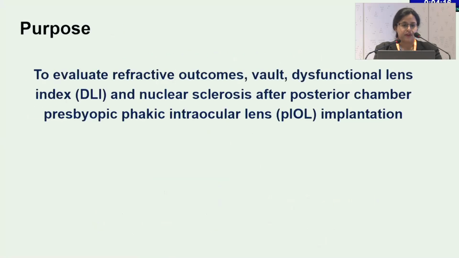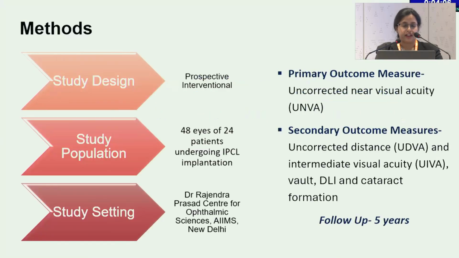So our purpose was to evaluate the refractive outcomes, wall, dysfunctional lens index, and nuclear sclerosis after posterior chamber presbyopic phakic IOL implantation. It was a prospective interventional study on 48 eyes of 24 patients undergoing IPCL implantation at Dr. Rajendra Prasad Center for Ophthalmic Sciences, AIIMS, New Delhi. The primary outcome measure was the uncorrected near visual acuity. The secondary outcome measures were uncorrected distance and intermediate visual acuity, wall, dysfunctional lens index assessed by ray tracing aberrometry, and cataract formation with a follow-up of 5 years.